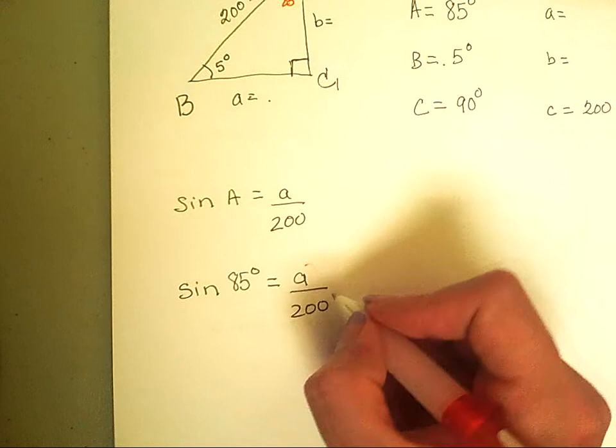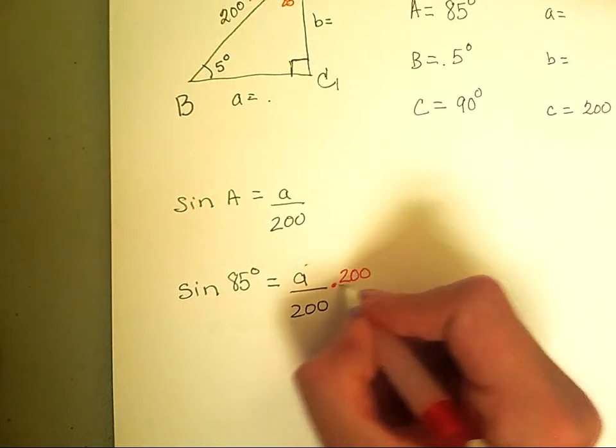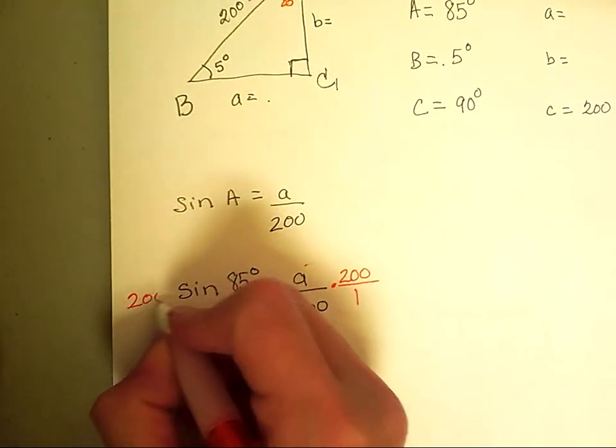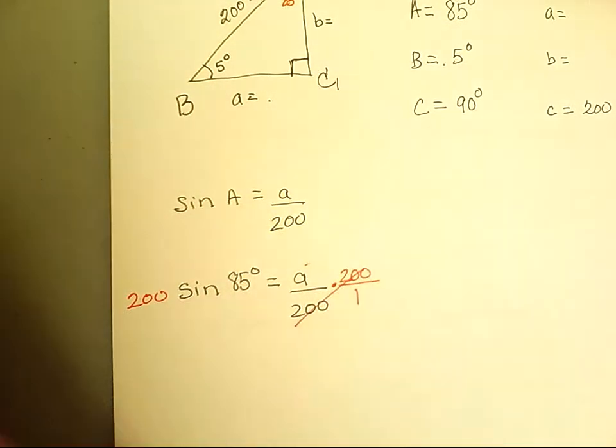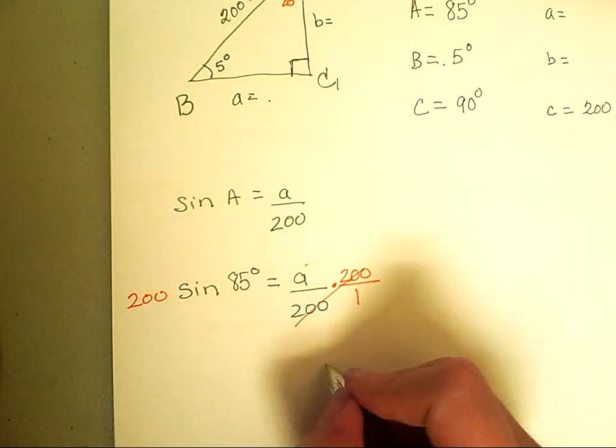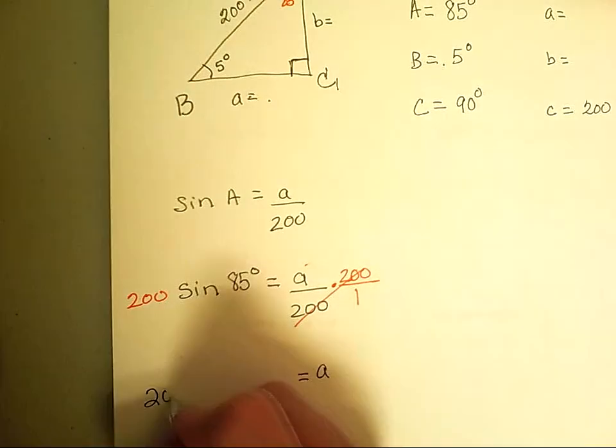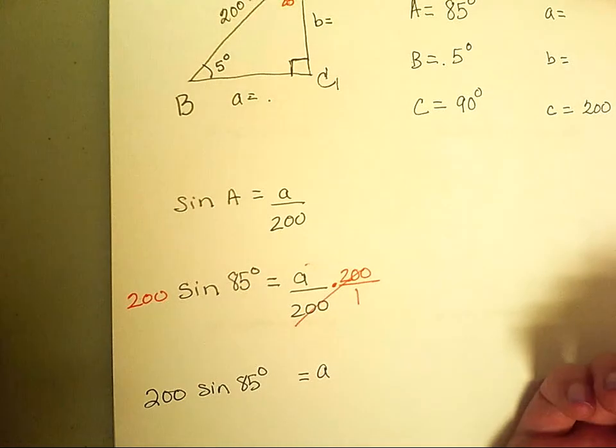And I'm looking for the value of A. Okay, so to do that, I can just multiply both sides by 200. Then these will cancel. And so A is equal to 200 times the sine of 85 degrees.